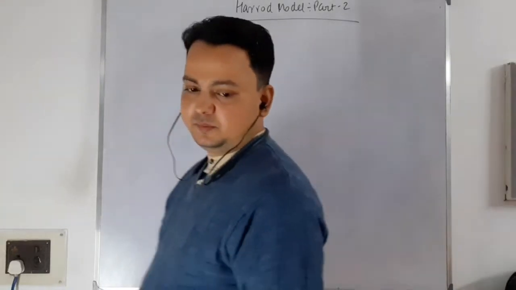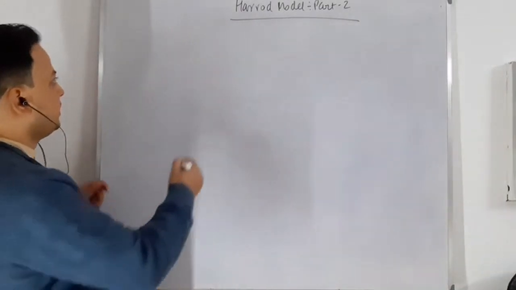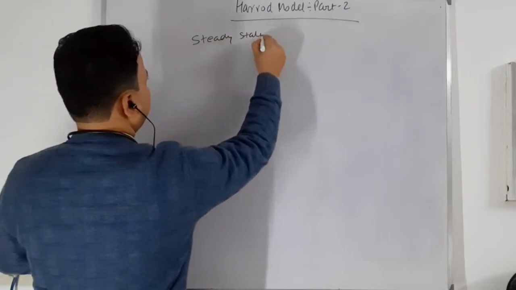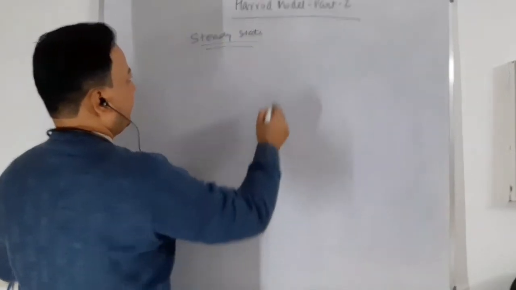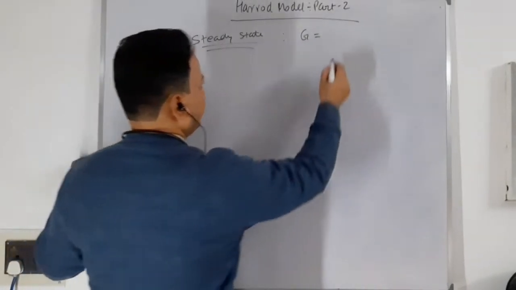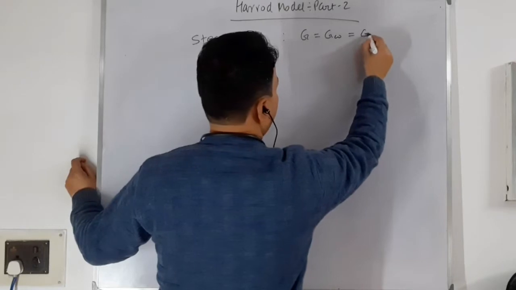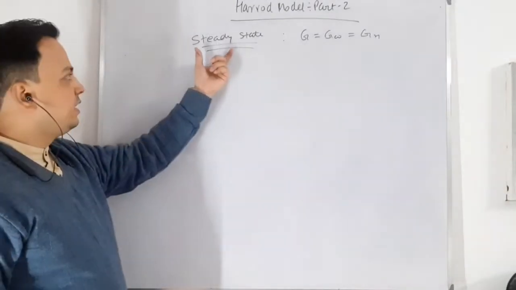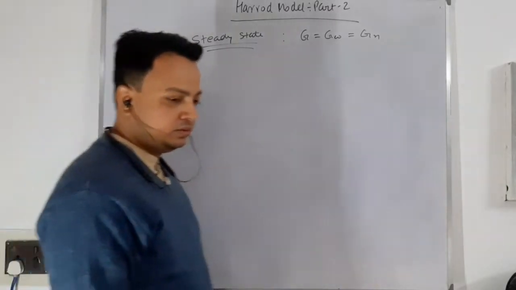In the previous lecture, I talked about steady state equilibrium in the Harrod model, and it is given by equality of the actual growth rate, warranted growth rate, and natural growth rate. This is steady state equilibrium with full employment.